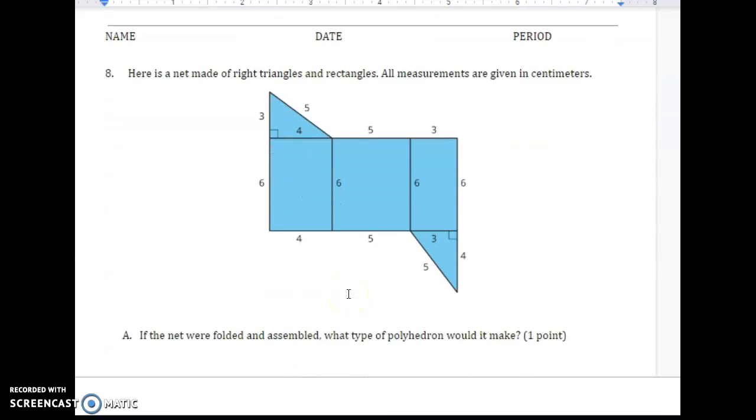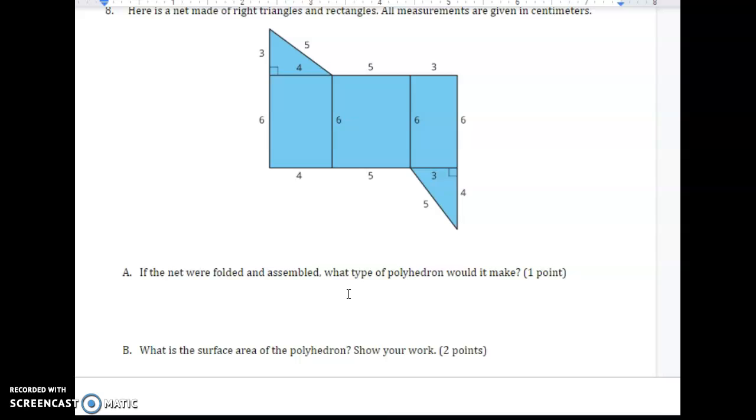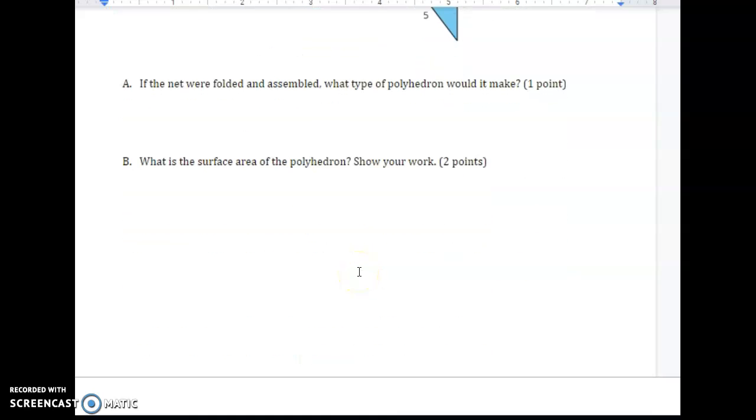Question 8. Here is a net made of right triangles and rectangles. All measurements are given in centimeters. A. If the net were folded and assembled, what type of polyhedron would it make? B. What is the surface area of the polyhedron? Show your work.